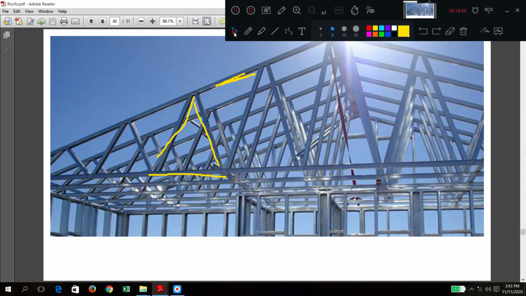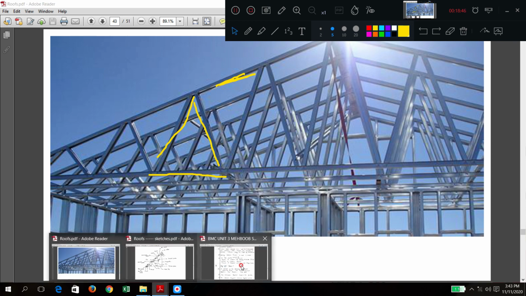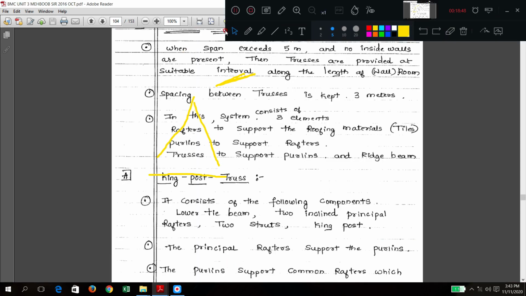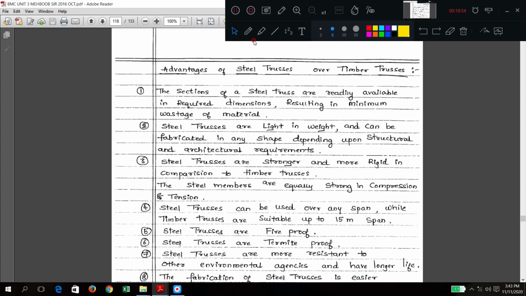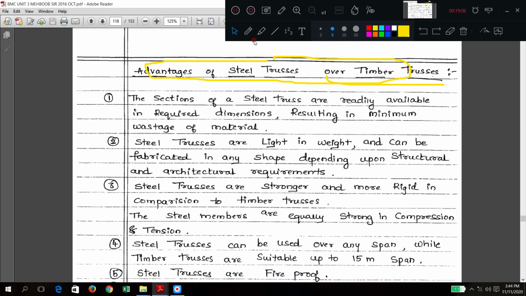This is one thing. Wait, I wanted to discuss the advantages here. So many advantages. Very important question from your exam point of view: draw the section as well as mention the advantages of steel truss over timber. Just go through first. These are readily available, easily manufactured in the factory, easily available and easily manufactured.